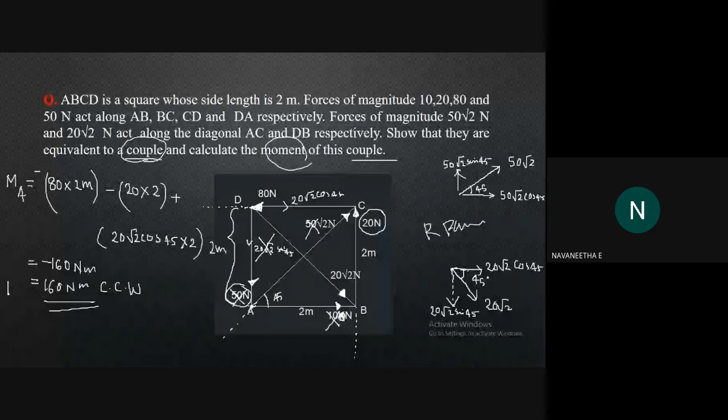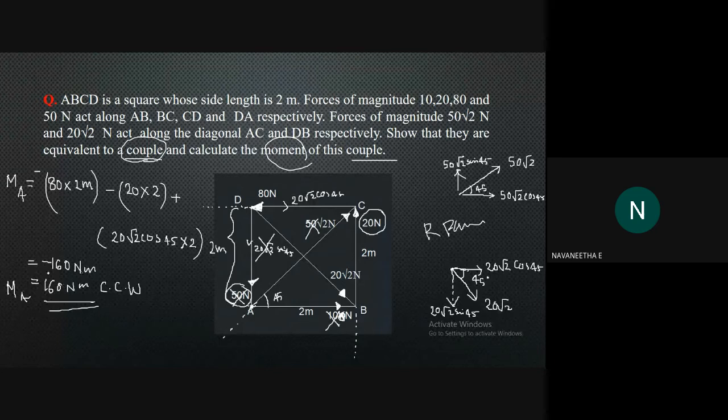So the moment has a value, that is 160 Newton meter. It is not equal to 0. So we can say that R equals 0 and moment is not equal to 0. That means it is an example of a couple. So we put that it is an example of a couple.